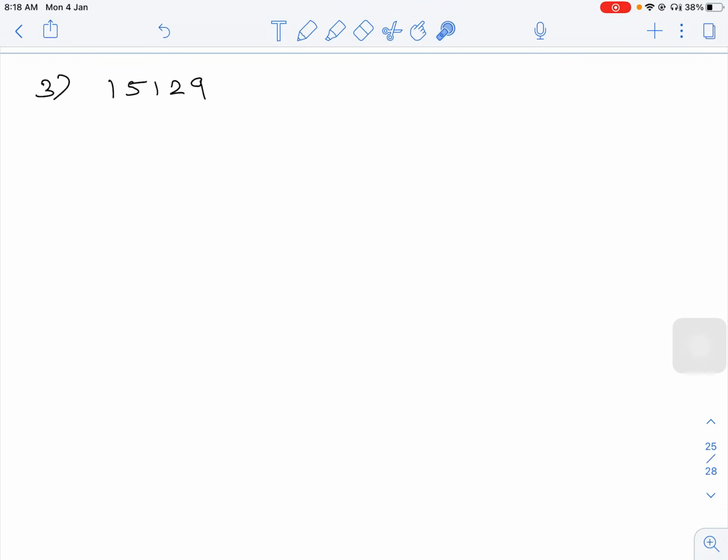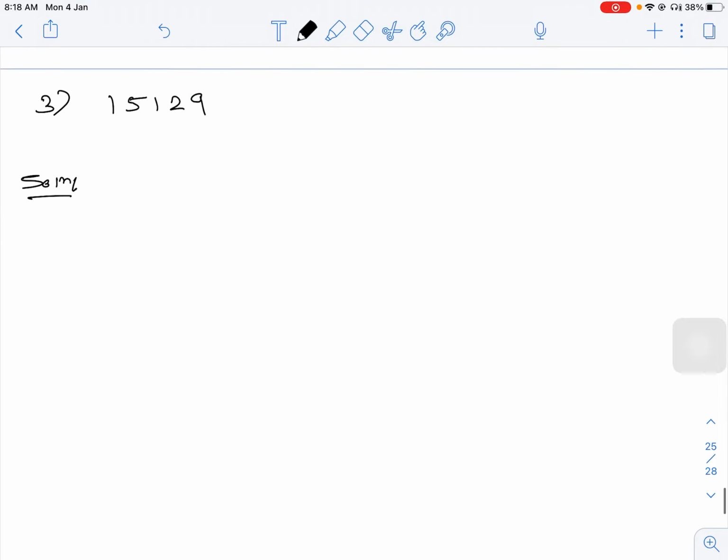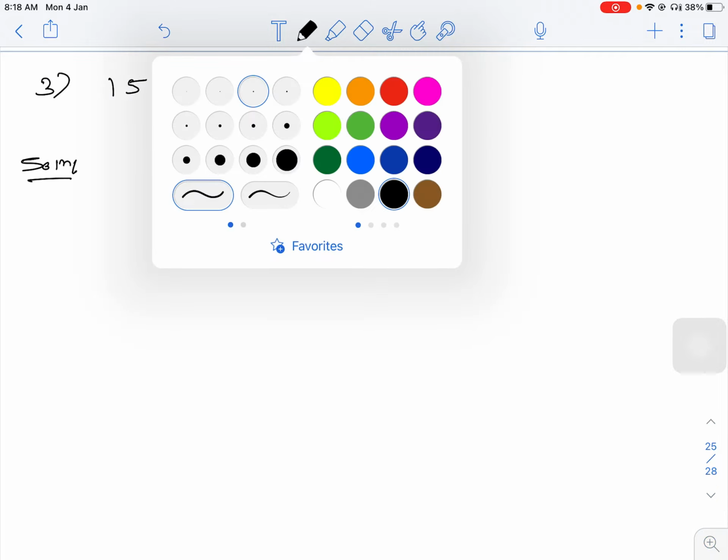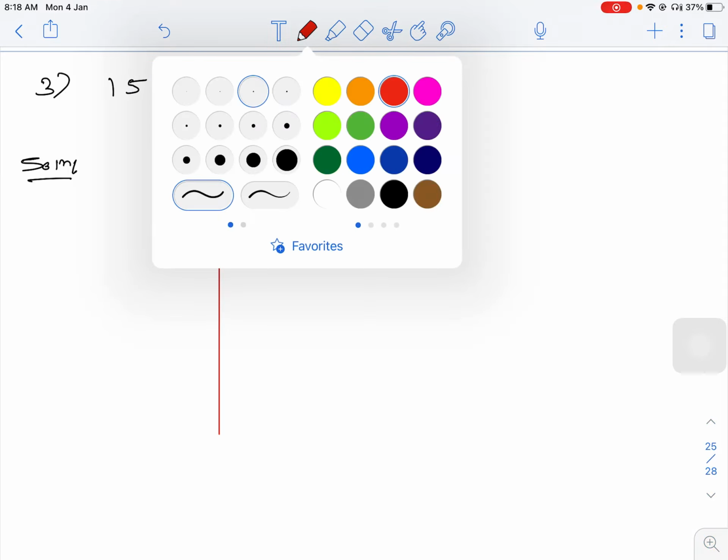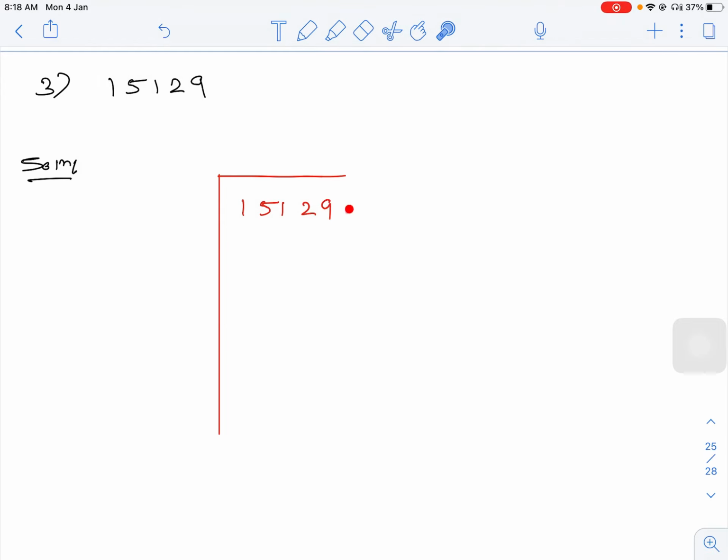Our next example is 15129. Solution. So now what number do we have? We have 15129. Now our regular procedure, we will start pairing from the RHS, right hand side. So this is our first pair, second pair, third pair.